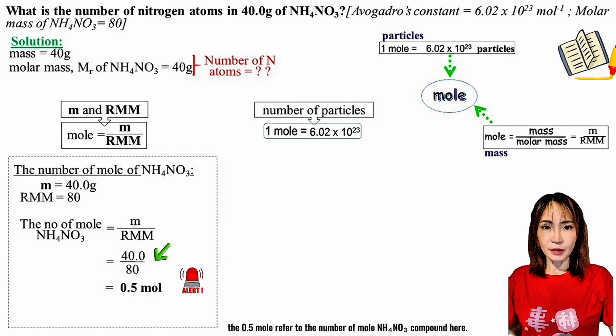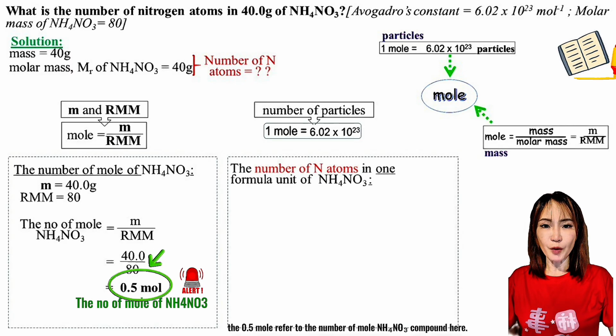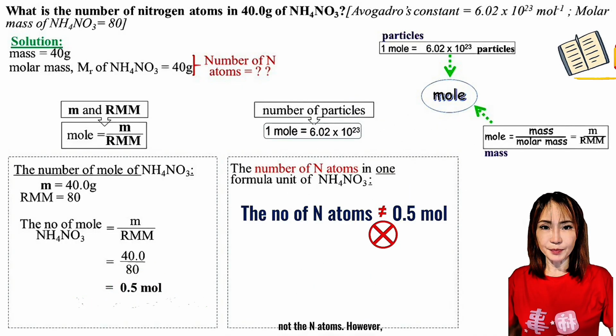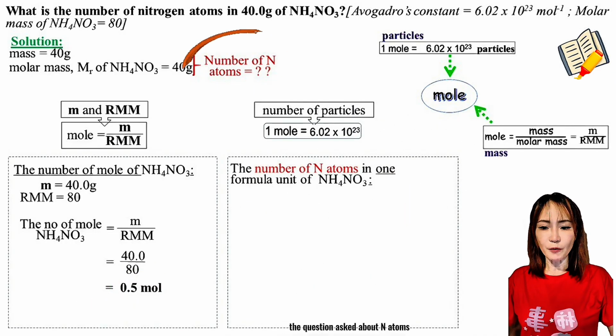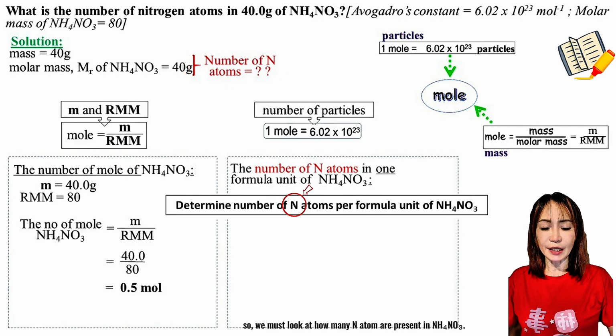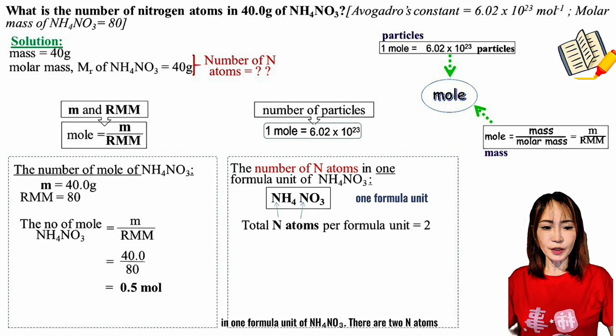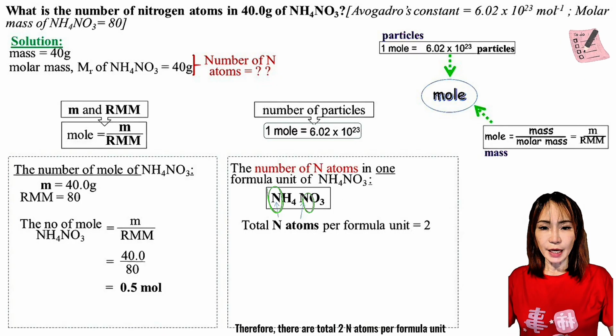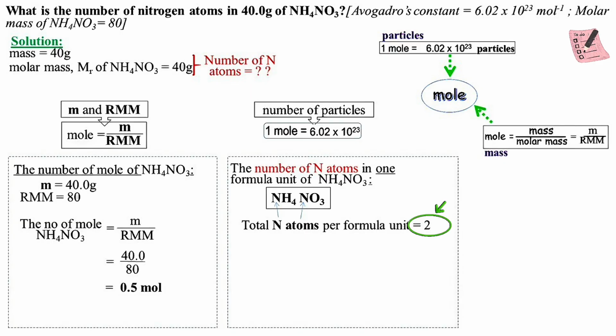Be careful here. The 0.5 mole refers to the number of moles of NH4NO3 compound here, not the nitrogen atoms. However, the question asks the number of nitrogen atoms, so let's look at how many nitrogen atoms are present in NH4NO3. In one formula unit of NH4NO3, there are 2 nitrogen atoms. Therefore, there are a total of 2 nitrogen atoms per formula unit.